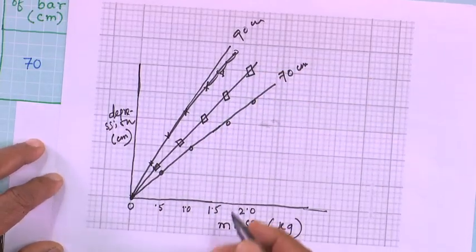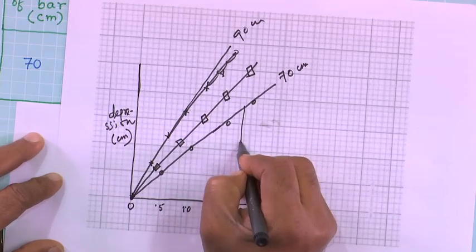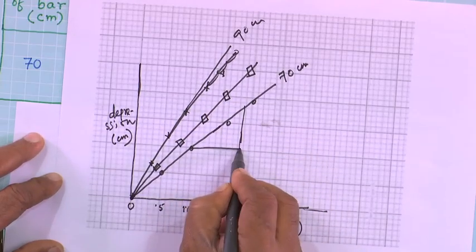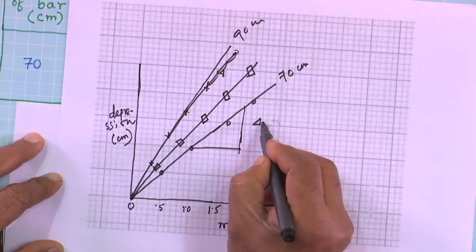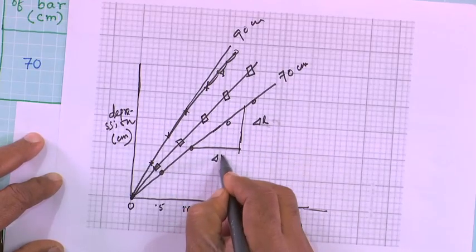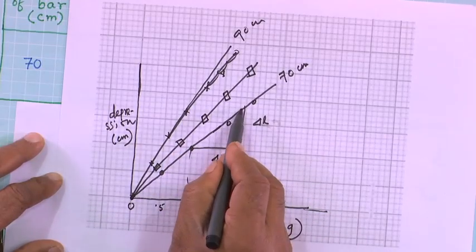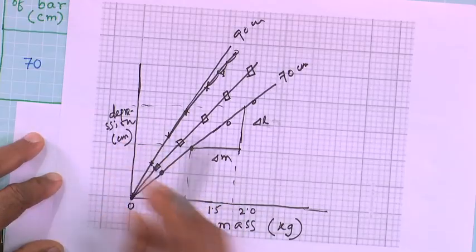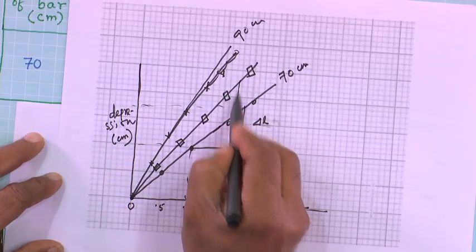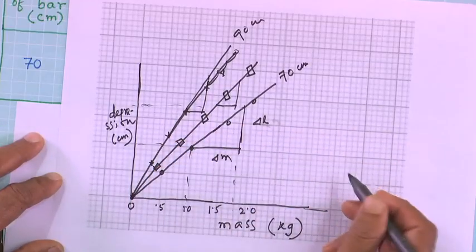Right. So, from each graph you should find out the slope. Okay. So, this is basically delta L and this is delta M. From here you should find out this value. Similarly, from each graph you should find out the slope.